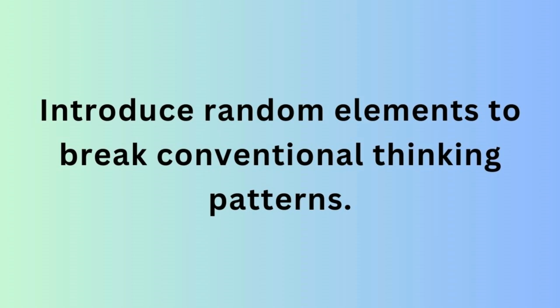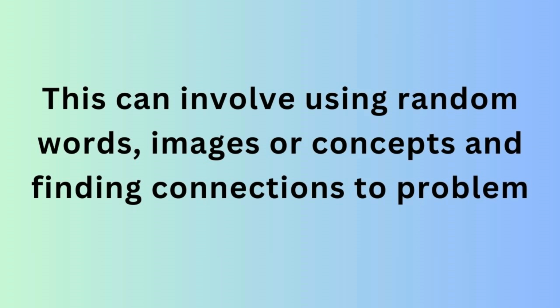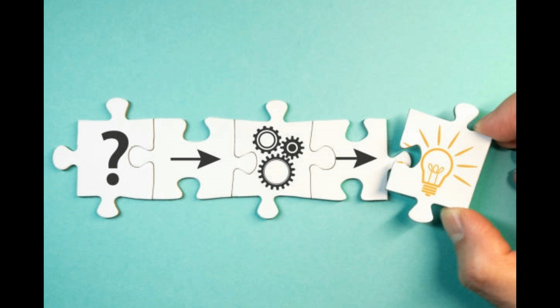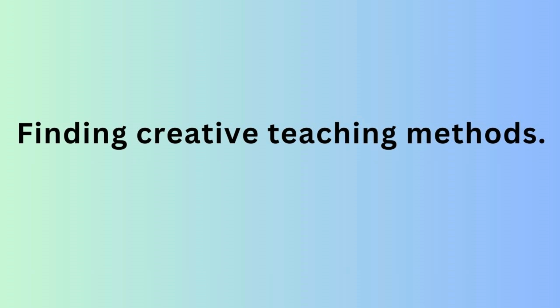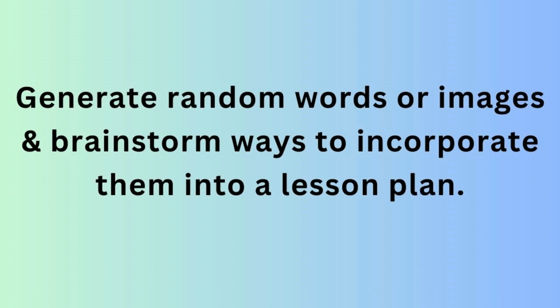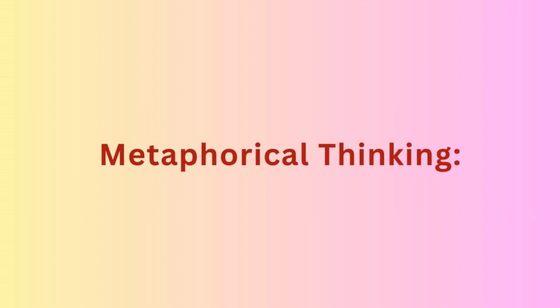Next is random input. Introduce random elements to break conventional thinking patterns. This can involve using random words, images, or concepts and finding connections to the problem. For finding creative teaching methods, you can generate random words or images and brainstorm ways to incorporate them into the lesson plan. This can inspire unique and unexpected approaches, such as using a piece of art or a song to teach a scientific concept.